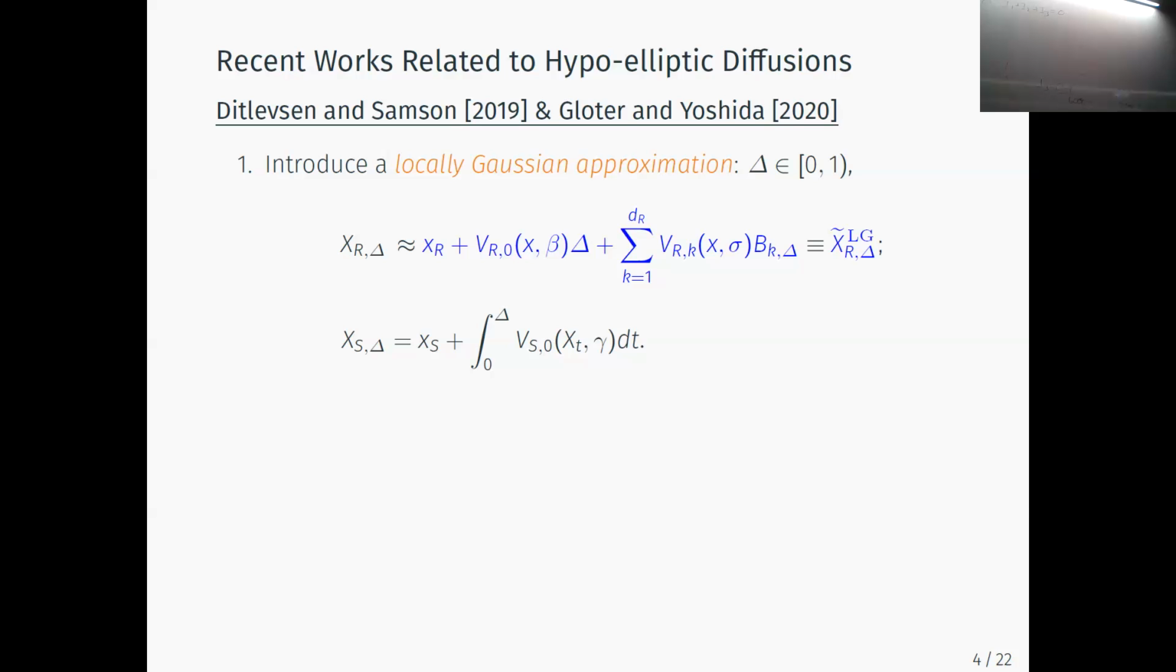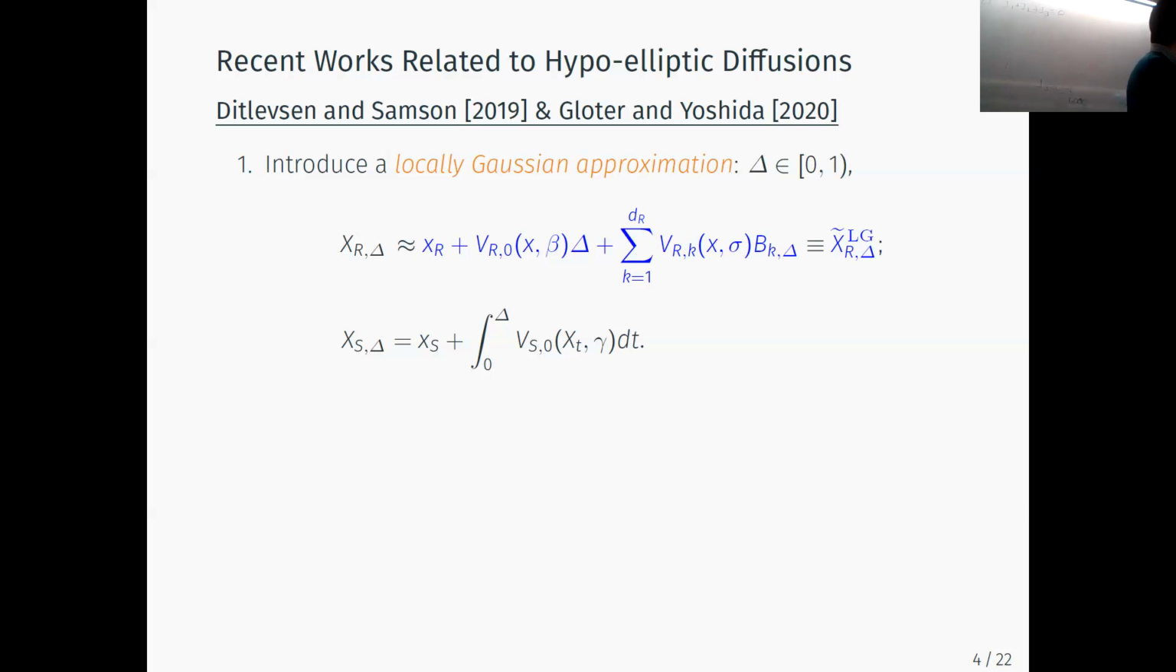This is the Brownian motion, and it is known to follow the Gaussian distribution. So we can exactly simulate and compute this right-hand side. So we use this right-hand side as an approximation scheme. Let's say the local Gaussian approximation for the diffusion component.